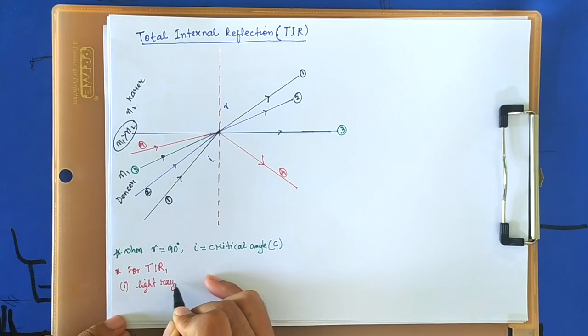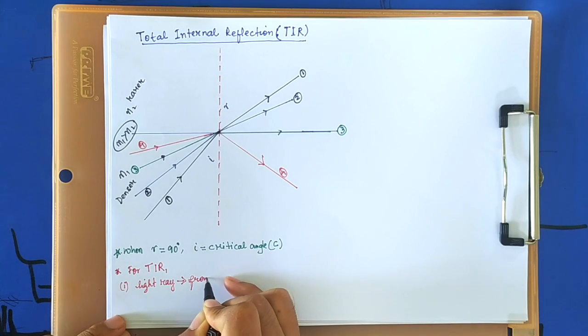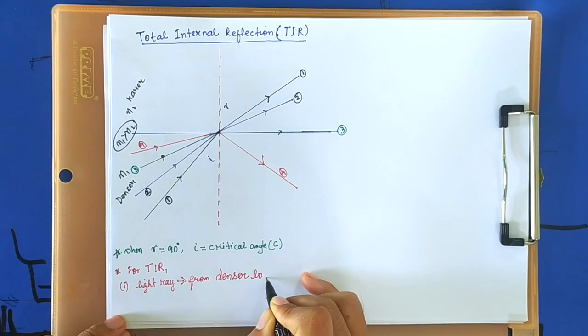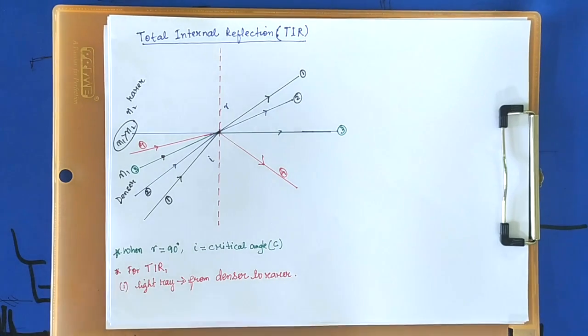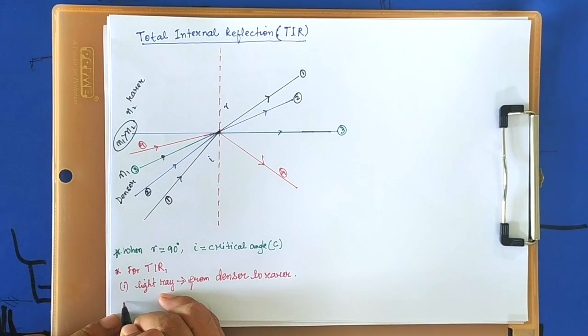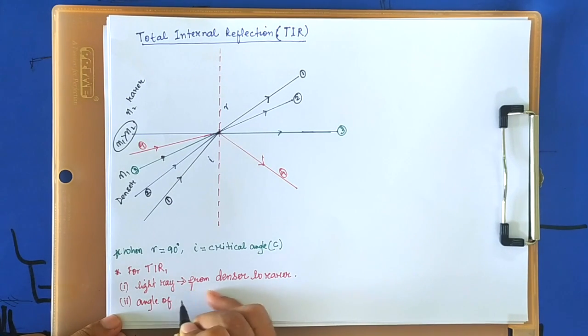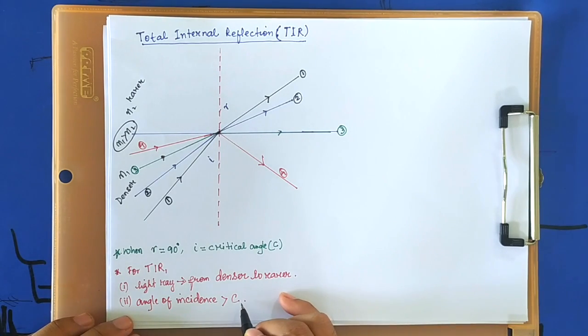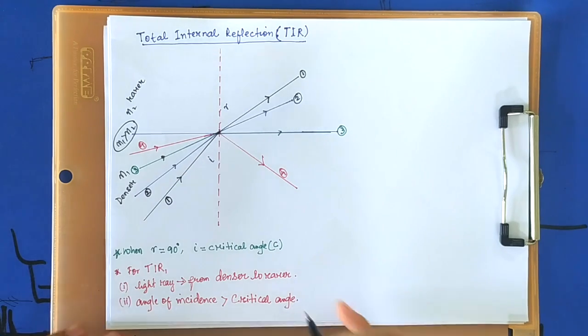Light ray must go from denser to rarer medium. Number two, the angle of incidence must be greater than C, the critical angle. Angle of incidence must be greater than the critical angle.